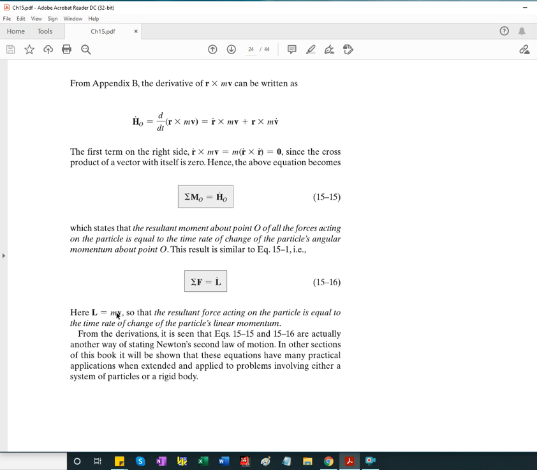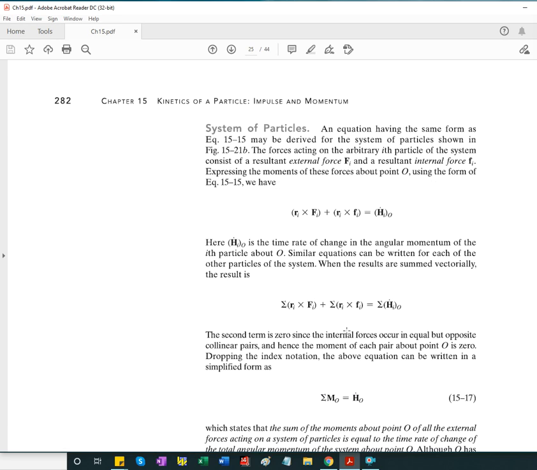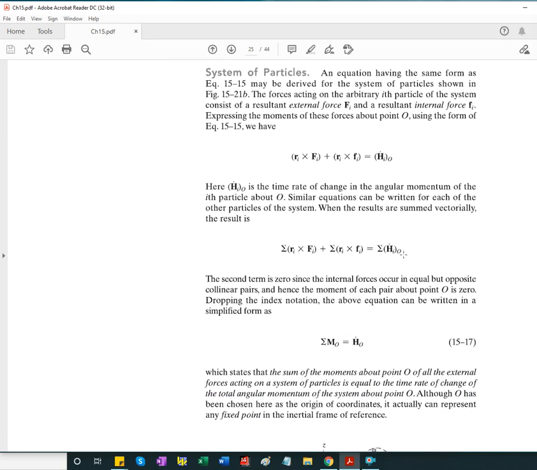Okay, so if you have a system that is losing mass, then you would need to account for that change of mass in evaluating the time derivative. Okay. And if you have a system of particles, you say the same. So you're taking the sum of moments of the external forces, sum of moments of the internal forces, equals the sum of angular momenta, derivative with respect to time.